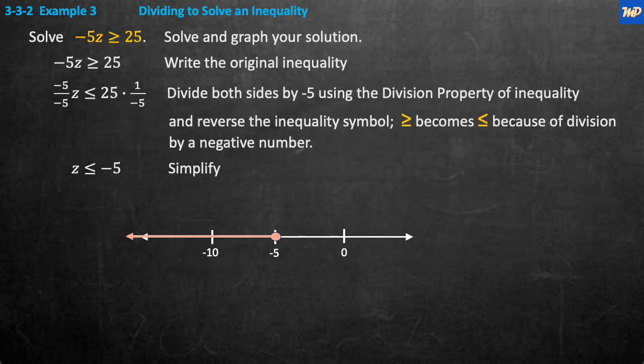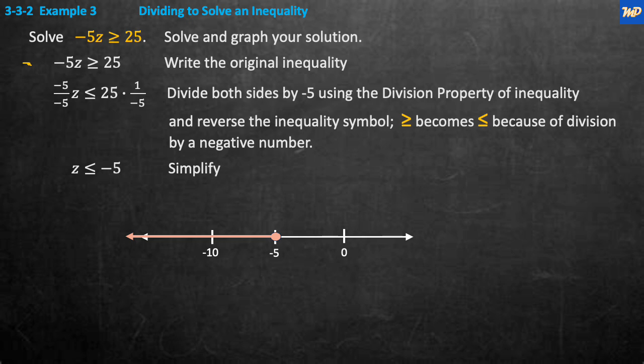Okay, example 3, dividing to solve an inequality. Solve negative 5z is greater than or equal to 25. Solve and graph your solution. So we rewrite the inequality: negative 5z is greater than or equal to 25. And right away we're going to have to divide both sides by negative 5 to get rid of the negative 5 multiplying the z. We're going to have to divide by negative 5.